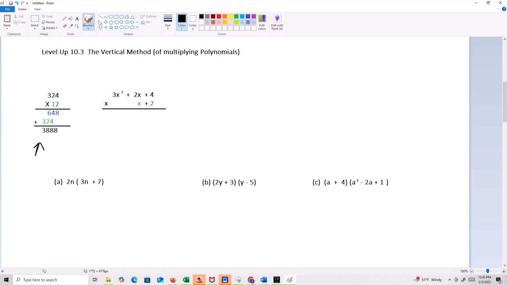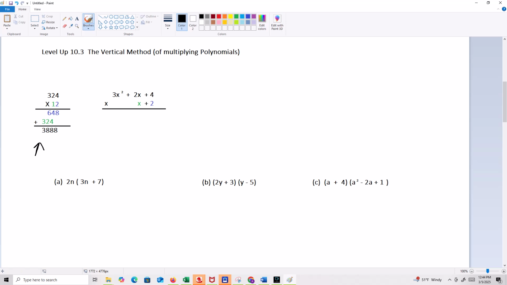You multiply your 2 times the 4, the 2, the 3, and you get 648. You multiply the 1 times the 4, the 2, then the 3, and you get 324. And since you are multiplying by the tens place, you have to move that over to the tens place with your 4. Then add your 8, the 4s, the 6, and the 2, and the 3, and you get 3,888. You can do a similar method with polynomials.